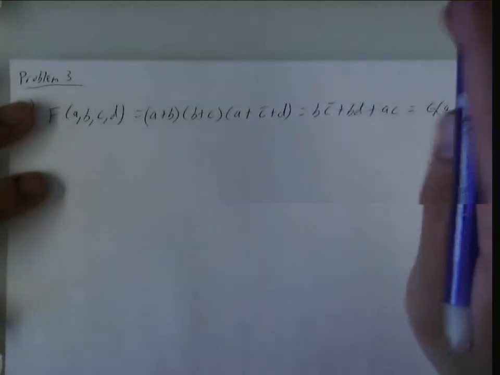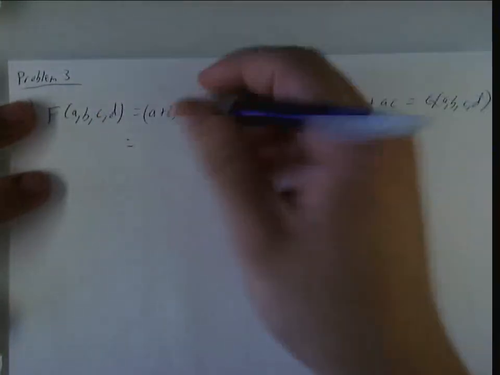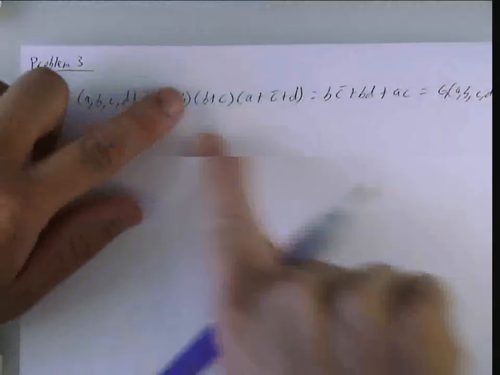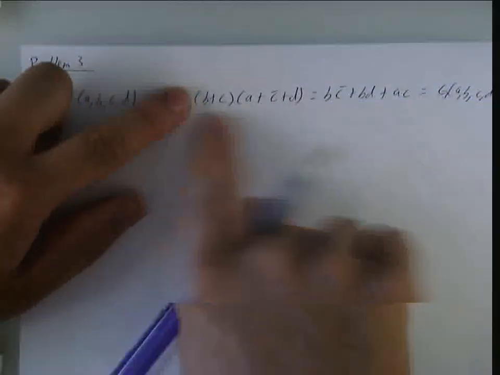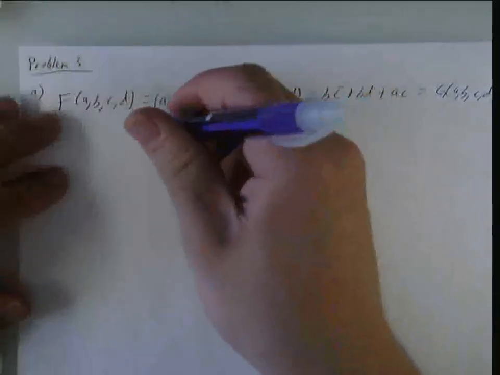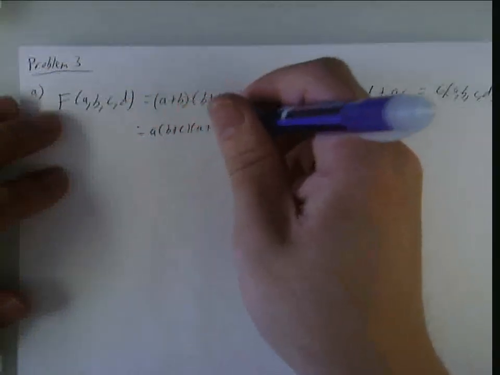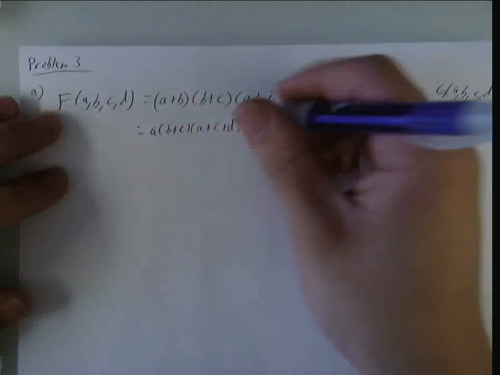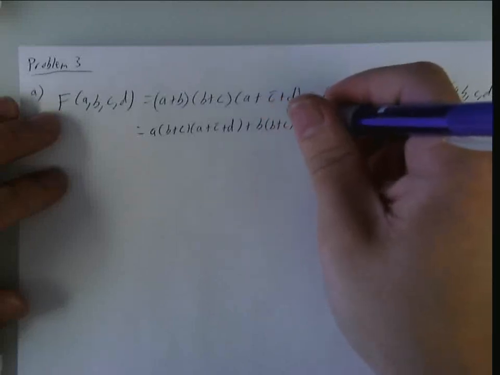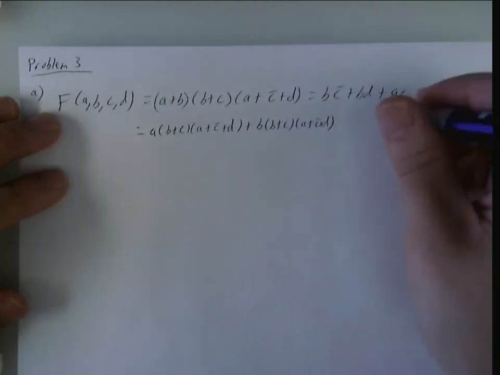Let's try to solve this. I actually have solved this before, so we'll see how this goes. I'm going to distribute this entire chunk, treating this entire sum term as a single term as I distribute it in. So this will be A, B or C, A or C bar or D, or B, B or C, A or C bar or D. And so that's one distribution.